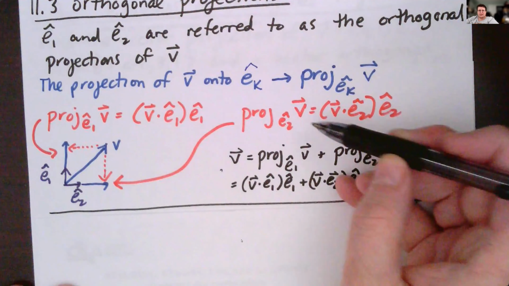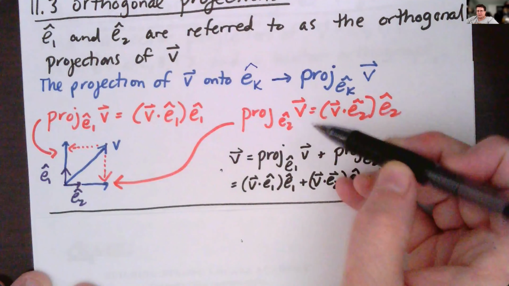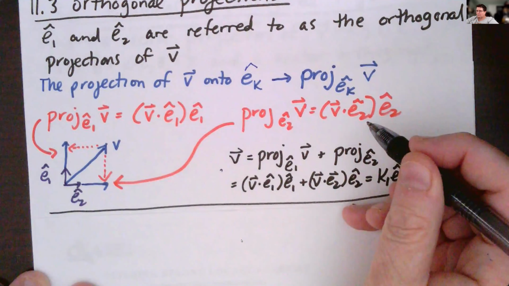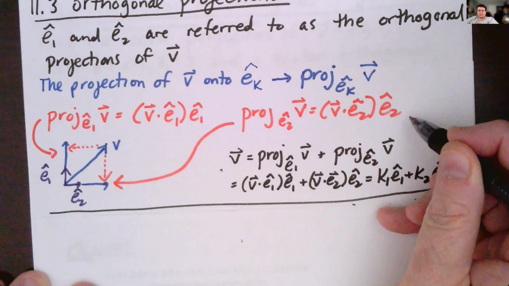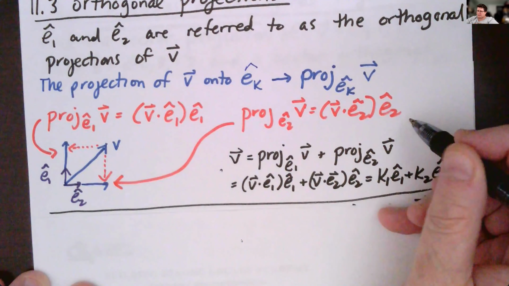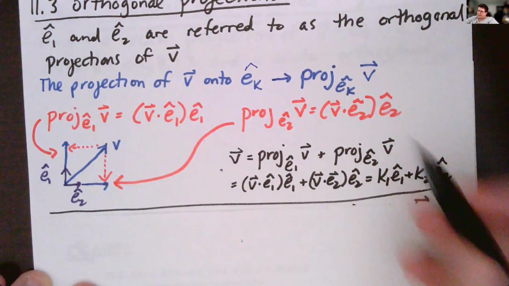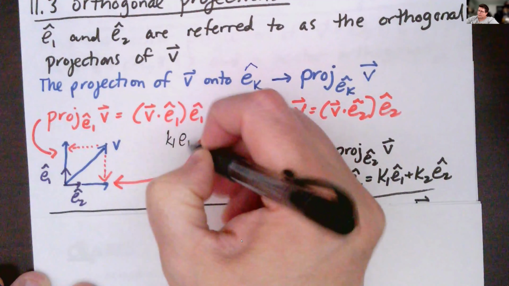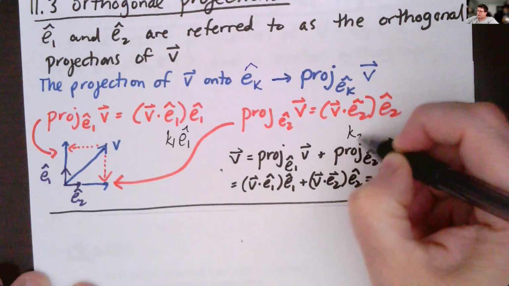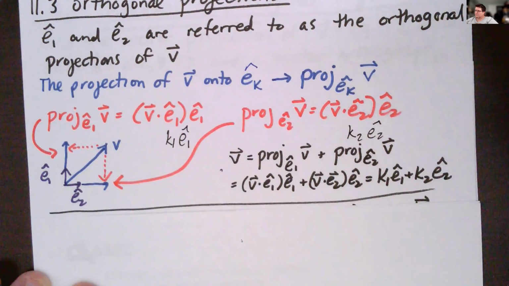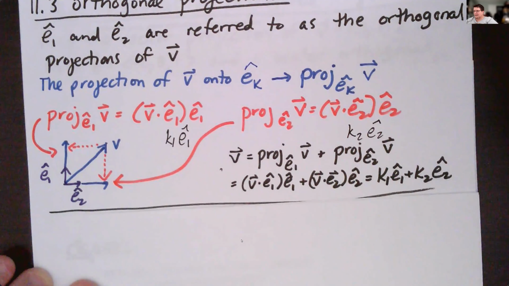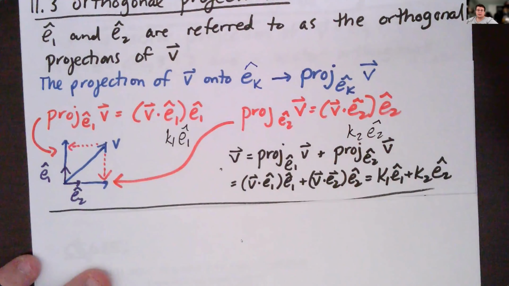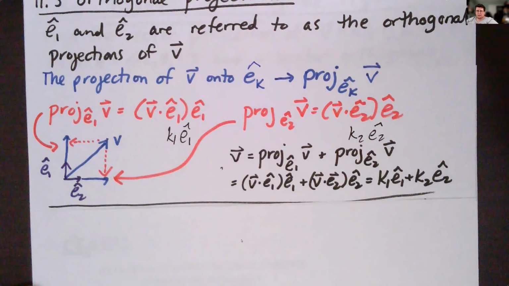And the projection of V onto E2 is we're going to dot the two vectors and then multiply it by the unit vector. So this is what we just did. This was our k1 E1 and k2 E2. We just did this in the previous section. But now we can write V as the sum of two projections: the projection of V onto E1 and the projection of V onto E2.